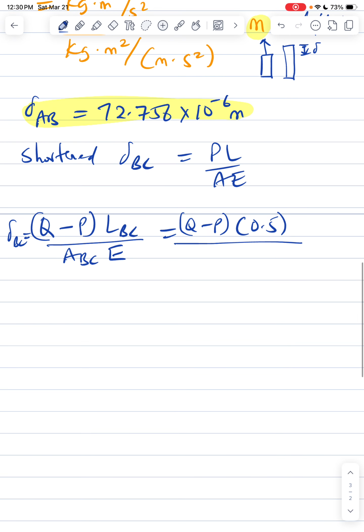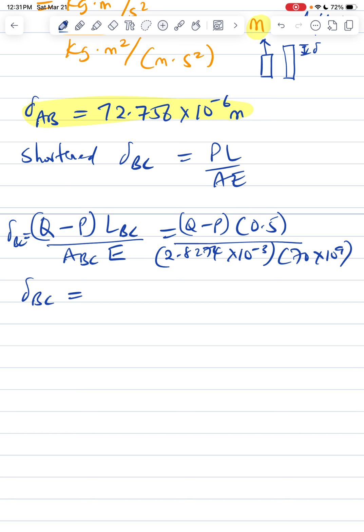So that's 2.8274 times 10 raised to the power minus 3 times 70 times 10 raised to the power 9 Pascal, right? We already know what the units are based on what you had analyzed before. So this will be 2.5263 times 10 raised to the power minus 9 (Q minus P), right?